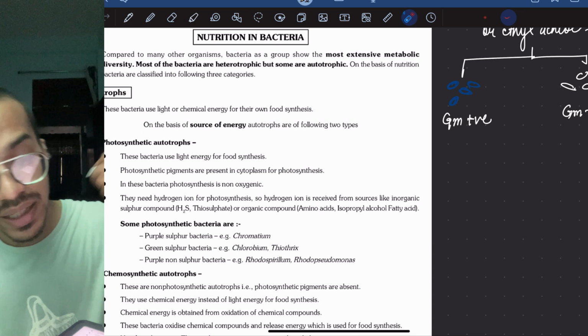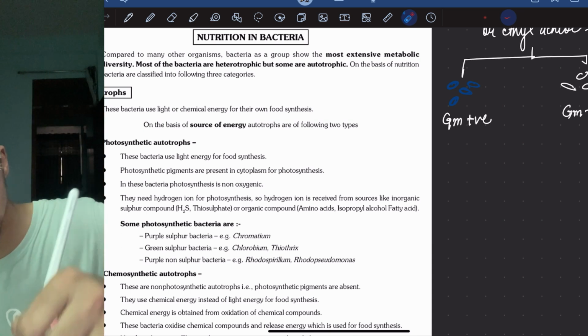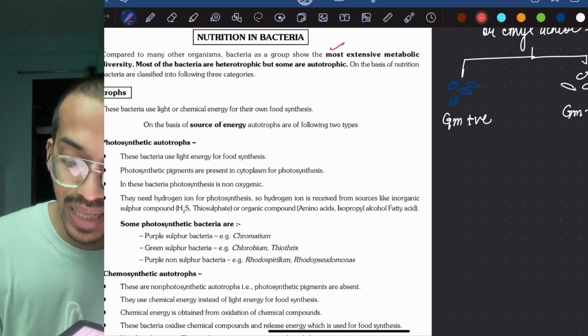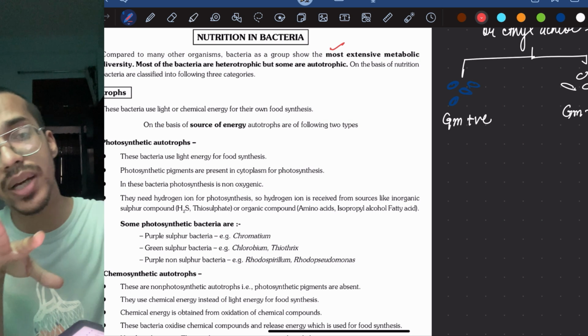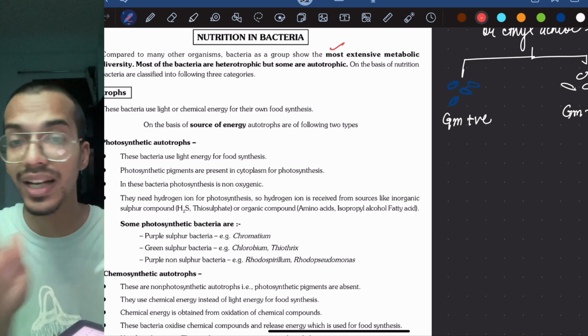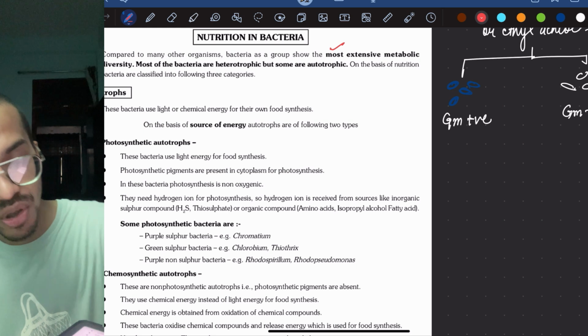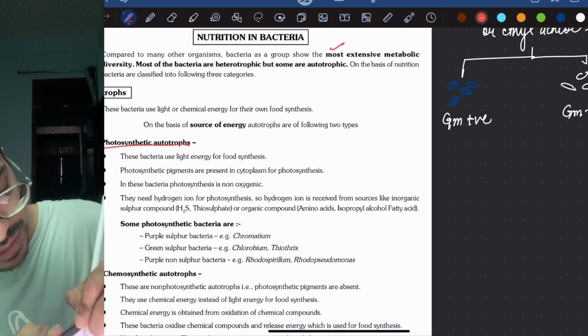They show extensive metabolic diversity. This is a very important statement from NCERT: they show the most extensive metabolic diversity, because they are autotrophs also and heterotrophs also. No other kingdom shows this kind of variation. Now in autotrophs, there are photosynthetic autotrophs and chemosynthetic autotrophs.